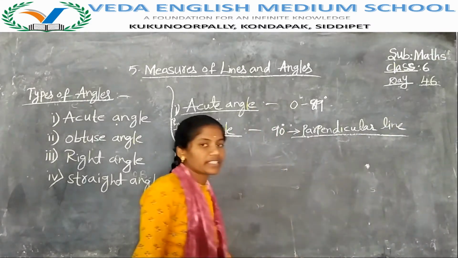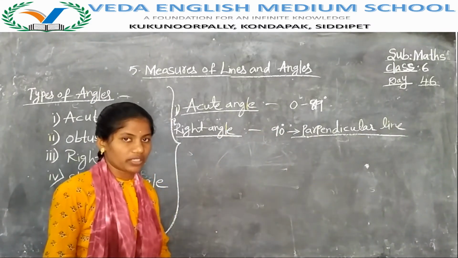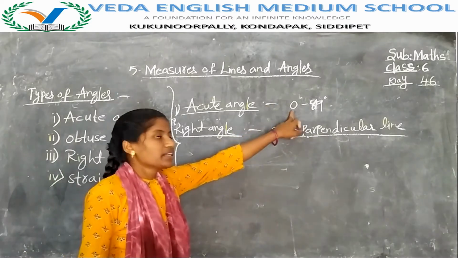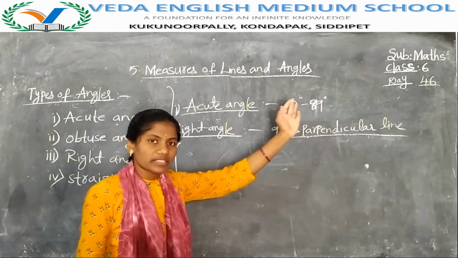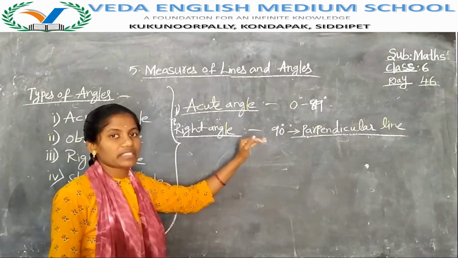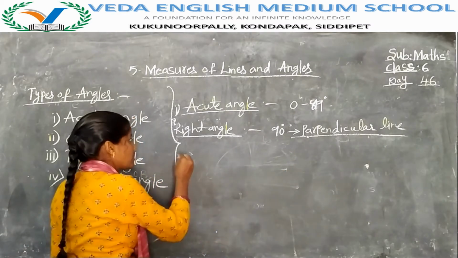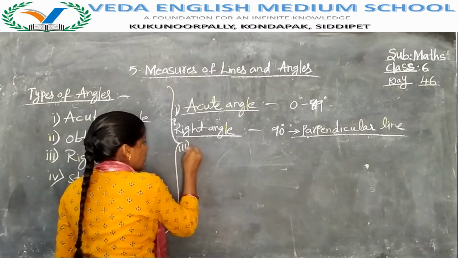Perpendicular line. 90 degrees is also called a perpendicular line. Acute angle means greater than 0, less than 90. Right angle means exactly 90 degrees. Next, the third one, obtuse angle.